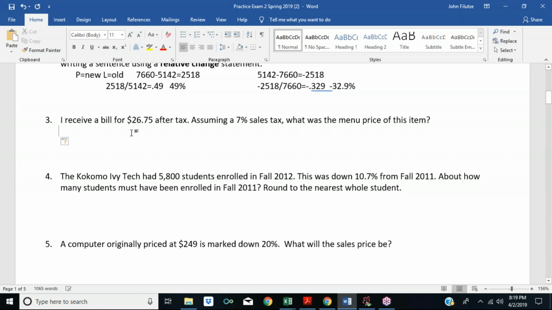So the next one, we would separate proportion. Well, there's a couple ways we could do this. We could do new equals 1 plus the percent as a decimal times the old. That would be one way to do it. And then the other way to do it would be to separate proportion, where we'd say 26.75 and then the sales tax is 7%, so that is the bill after tax. That would be 107%.